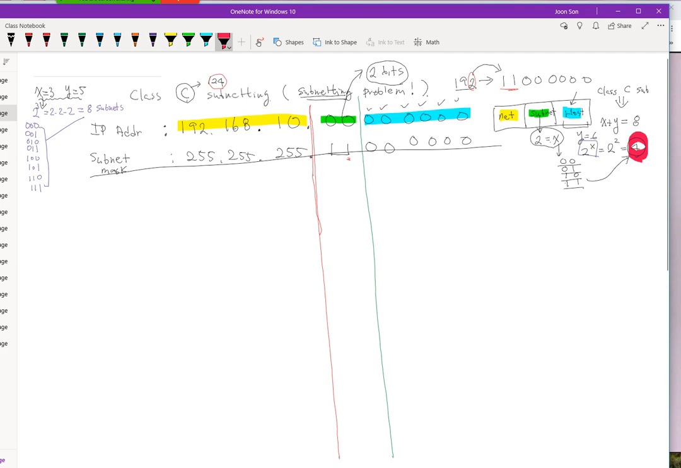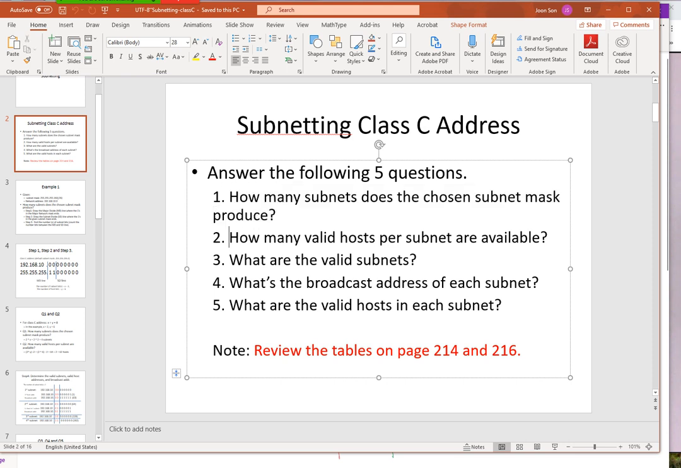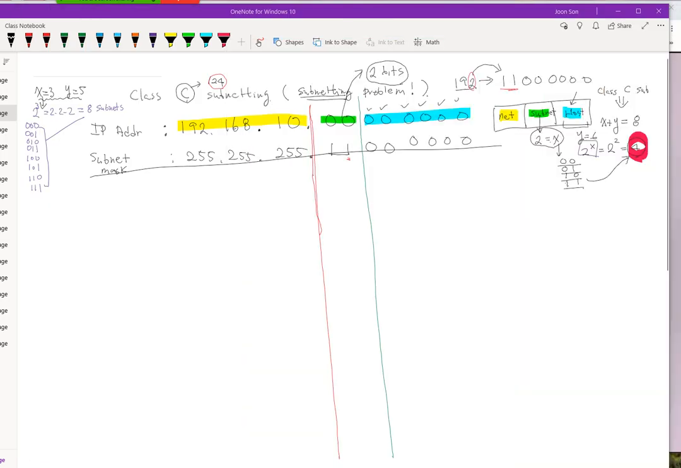Okay, now let's take a look at the next question. How many valid hosts per subnet are available? We know that we have 4 subnets, so that means we have 4 apple baskets. So how many apples per each basket? Before you answer, how many bits are used in the host portion? How many bits? 6 bits.